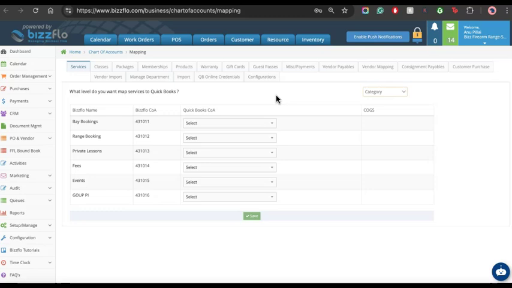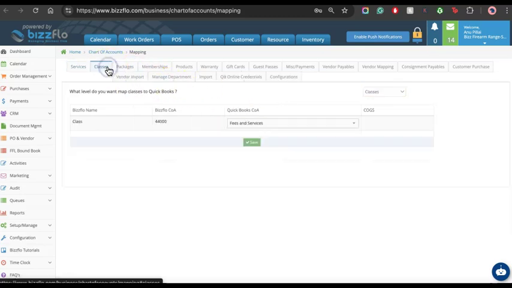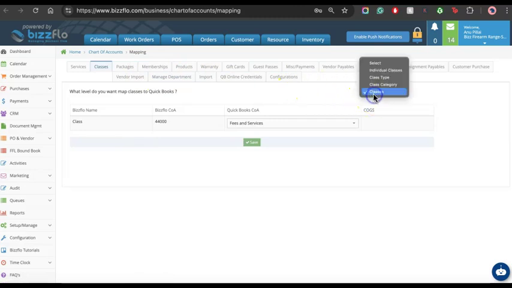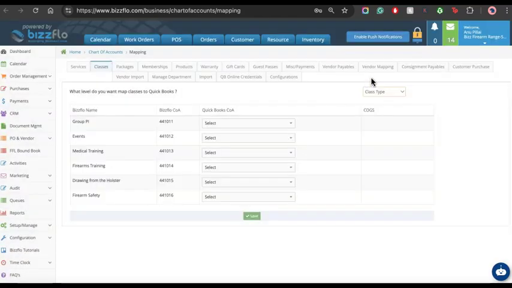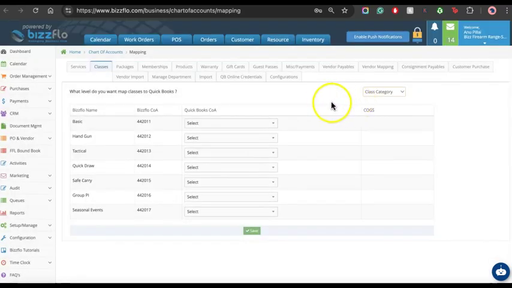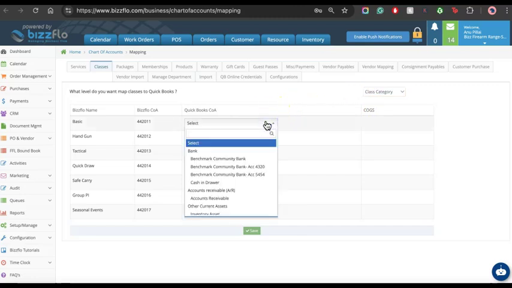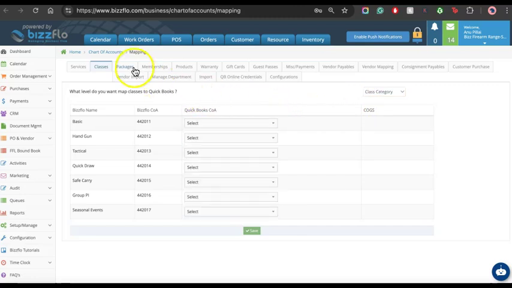Mapping classes. Classes include an extra level of categorization. Class type, such as classes and events, helps in separating revenue streams in QuickBooks. Avoid mapping at the individual class level to prevent errors when new classes are added. If mapping at the category level, ensure that any new categories added in BizFlow are also updated in QuickBooks to prevent posting errors. Similarly, you may map packages at the individual or more general category level.